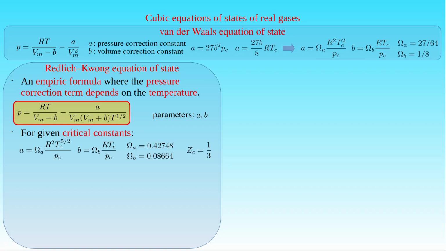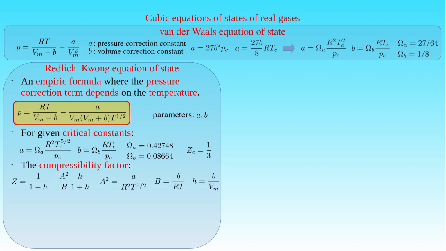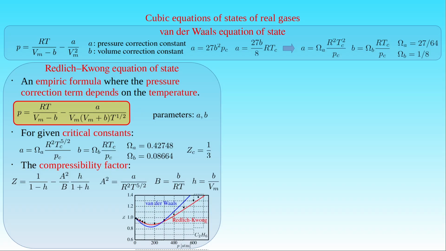The compressibility factor Z of a gas can be derived in terms of its state variables from the improved equation of state as well, and expressed by 1 over 1 minus h, minus capital A squared over capital B, times h over 1 plus h, where capital A squared is defined by A over R squared times T to the 5 over 2, capital B refers to B over R times T, and h simply denotes B over Vm. Redlich and Kwong compared the prediction of the modified equation of state with that of the van der Waals equation for the measured data of the compressibility factor of ethane as a function of its reduced pressure, demonstrating the improvement produced by the temperature-dependent pressure correction in the equation.